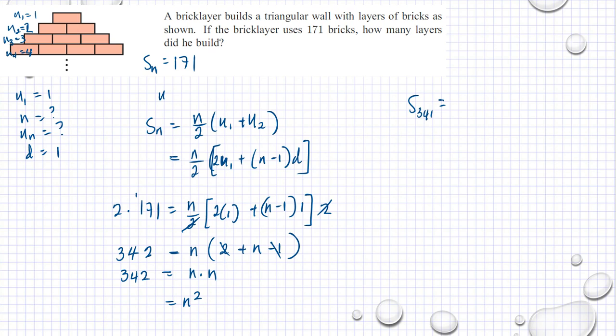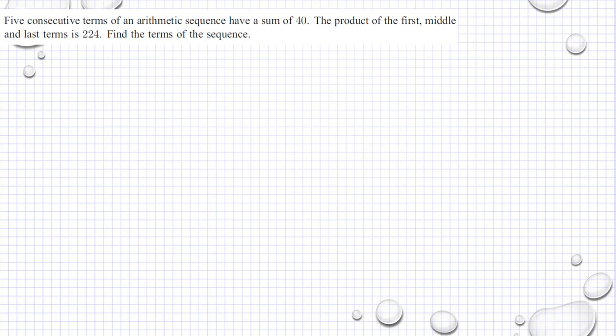Take the square root of 342, which is 18.5. Then we have n is 18 layers. It's 18.5 layers, but it should be complete. That's why we took the value 18.